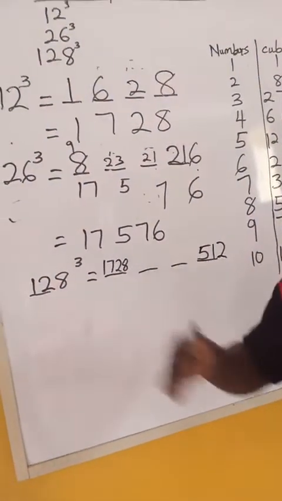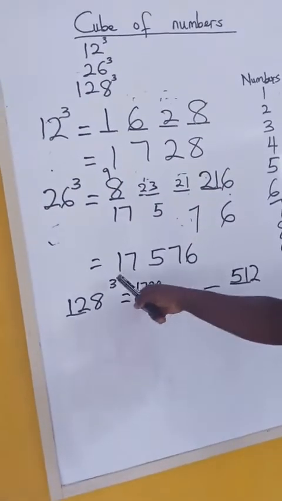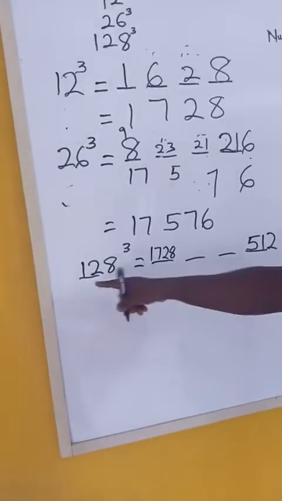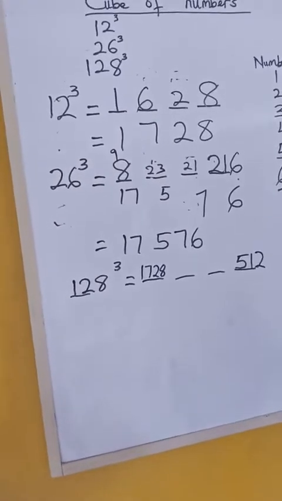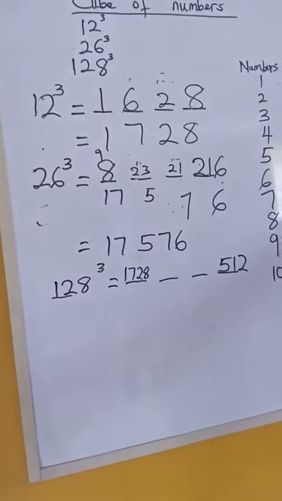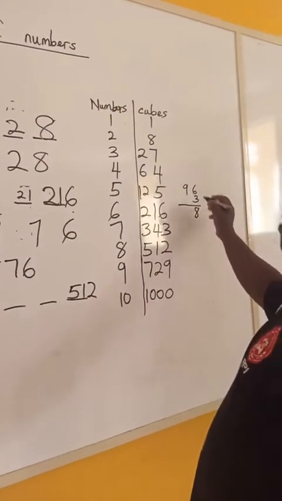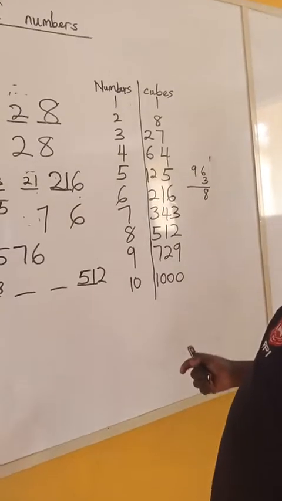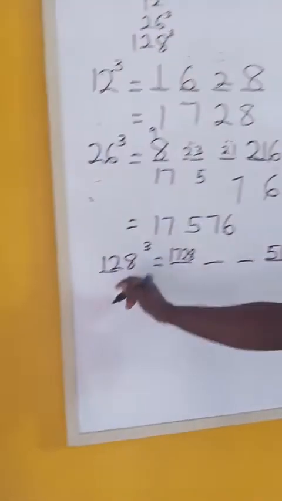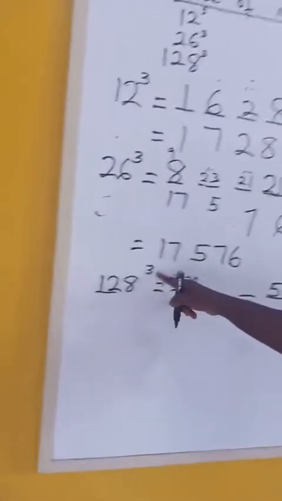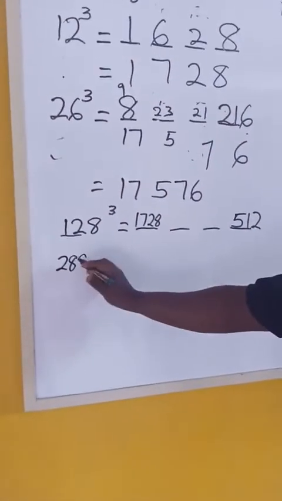Then the last step, we are multiplying this number, this, and this. Now let's do that. 12 times 8 times 3. 12 times 8, that is 96. Then 96 times 3. 6 times 3, 18. 8 remainder 1. 9 times 3, 27. 27 plus 1, 28. So 12 times 8 times 3 is equal to 288.